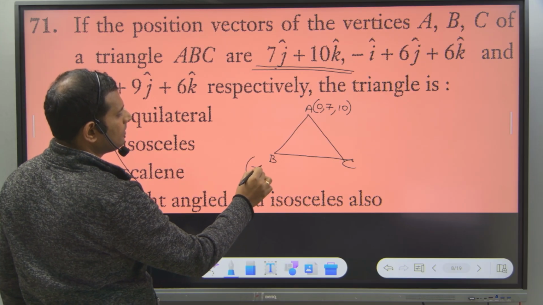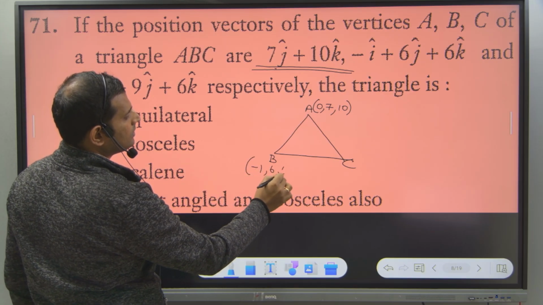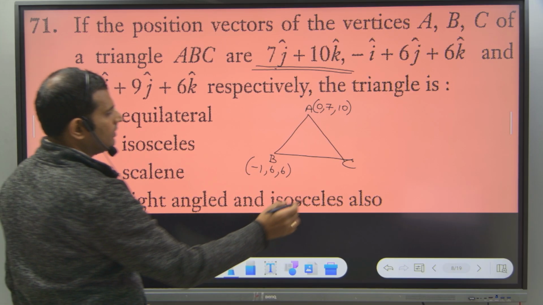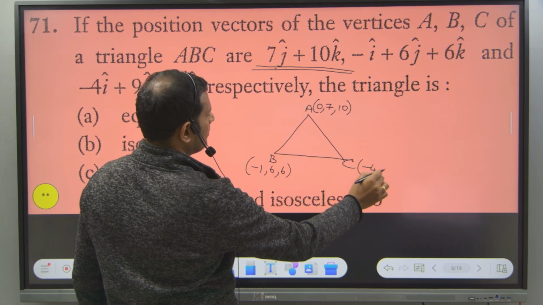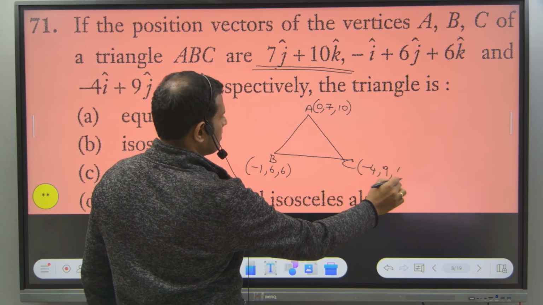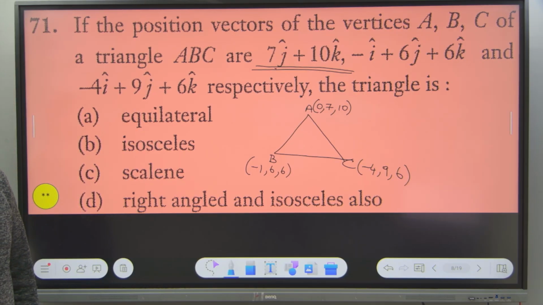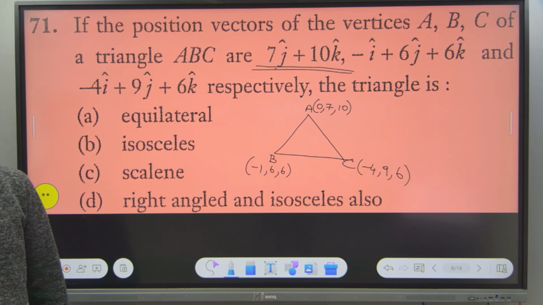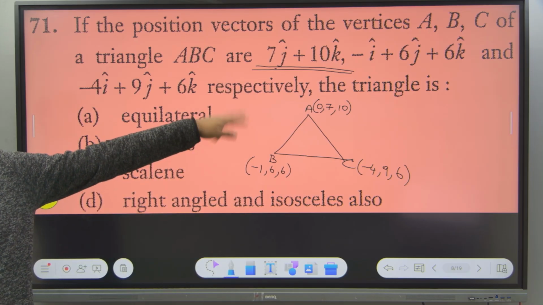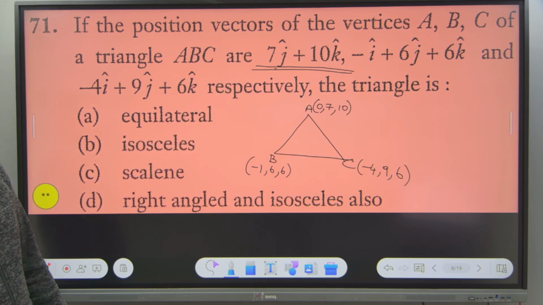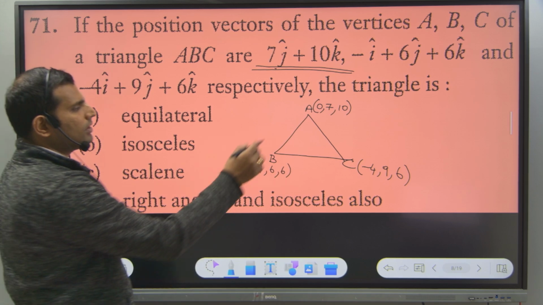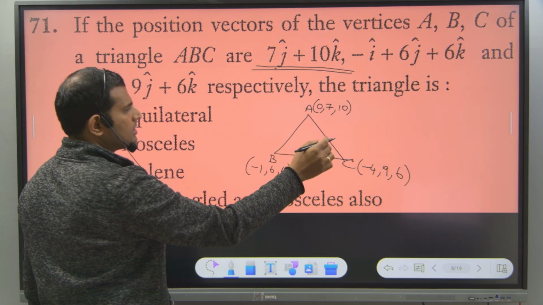Vertex B is -1, 6, 6, and C will be -4, 9, 6, isn't it? Okay. Now, how do you check whether it is an equilateral? Very good. Distance formula. Measure the distance of every side. Can you measure the distance of every side? Use the formula. What is the distance formula?